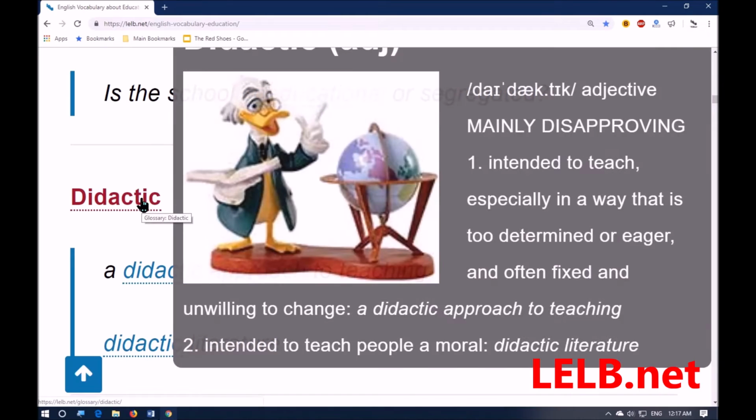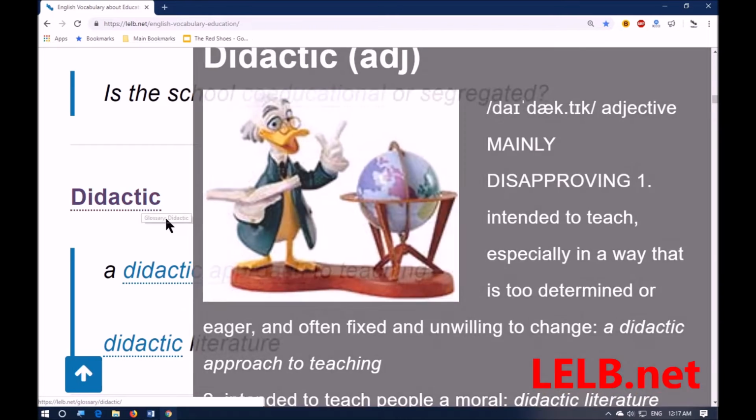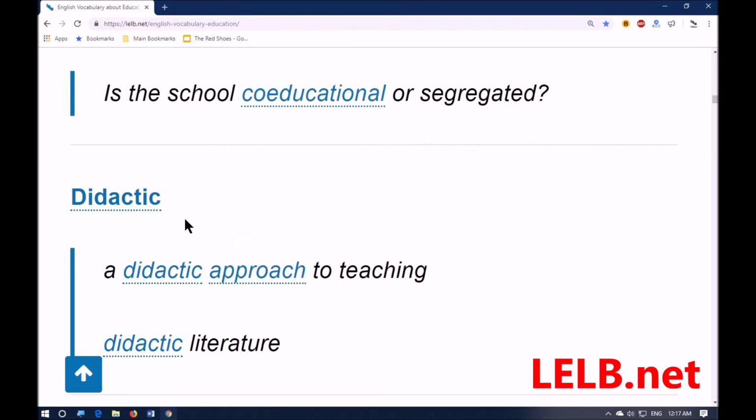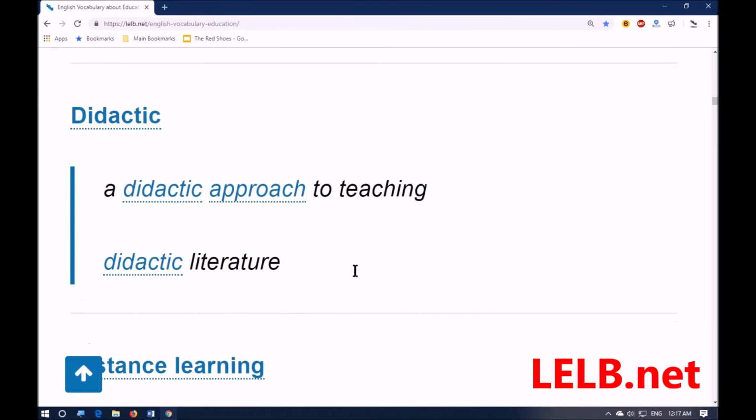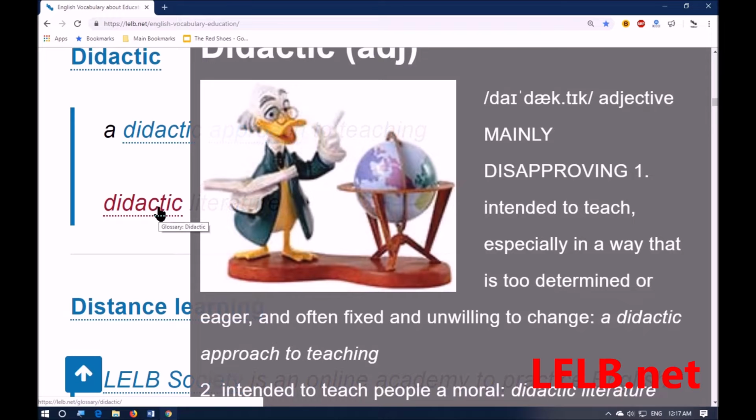Didactic. It means intended to teach, especially in a way that is too determined or eager and often fixed and unwilling to change. And also the second meaning, intended to teach people a moral. So educational and informative. A didactic approach to teaching. Approach here means method. Didactic literature.